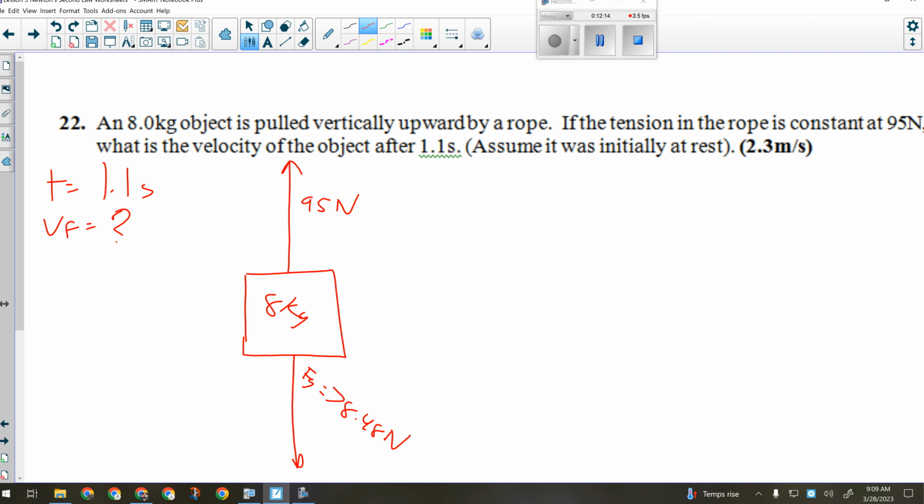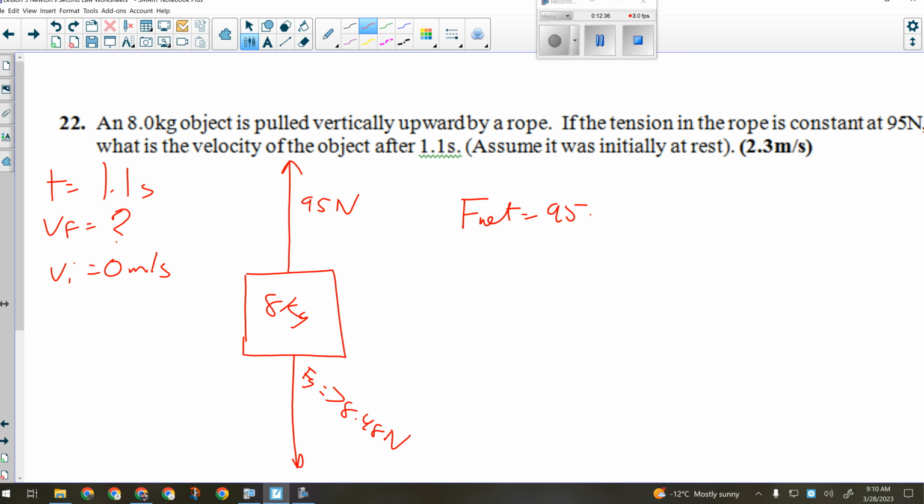So I'm looking for VF. I know VI is 0 meters per second. After 1.1 seconds, what do I need? If I want to calculate final velocity with those three things, I need acceleration. Can I find the acceleration? Yeah. All right, first thing I've got to do is find F net.